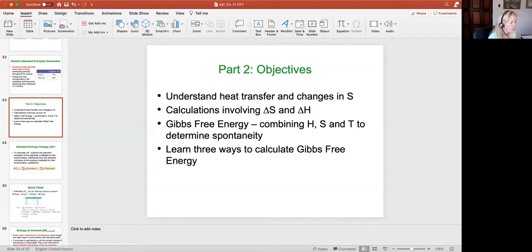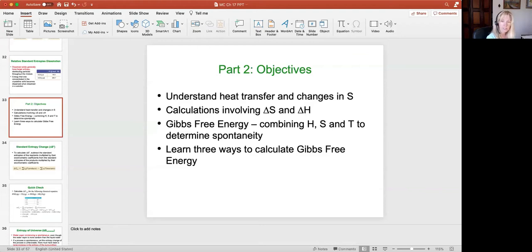Okay, welcome to part 2 of thermodynamics. So these are objectives for this part. We're going to understand heat transfer. So remember, heat transfers are enthalpy and changes in entropy. We're going to do some calculations, and this will be primarily in our Zoom meeting where we do calculations.